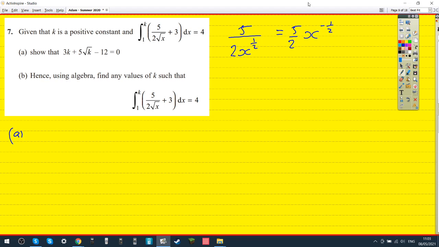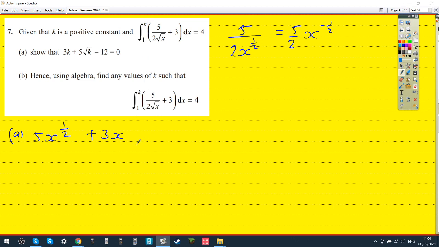And you get 5x to the power of a half. Yep. And then it's just plus x, plus 3x, and plus c. Yeah, we don't need the c. They'll cancel there, because it's between k and 1.